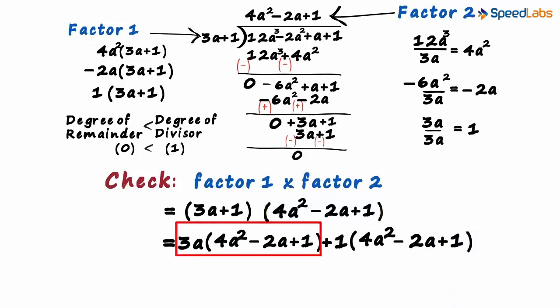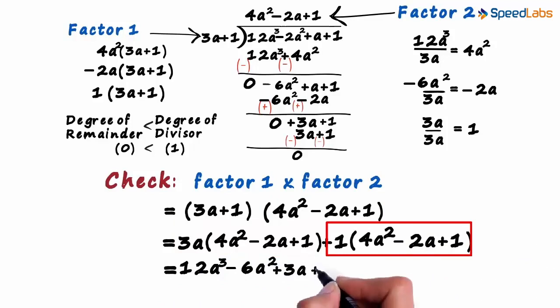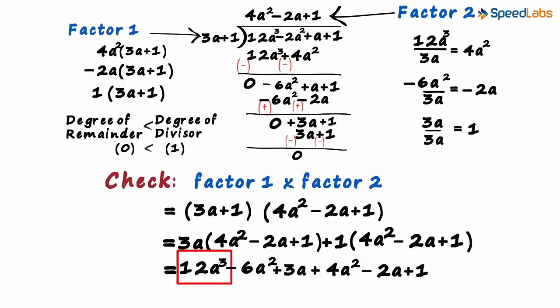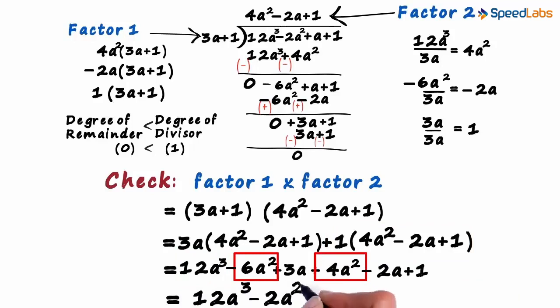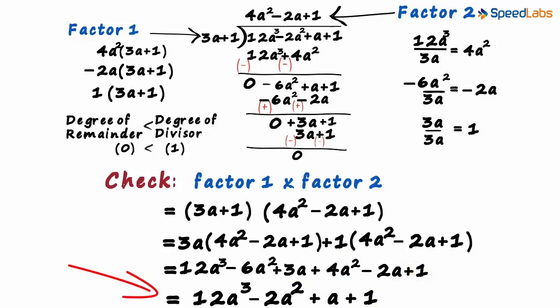Solving this part, we get 12a cubed minus 6a squared plus 3a. This product equals 4a squared minus 2a plus 1. This term has no like terms, so we write it as is. These two are like and their sum equals minus 2a squared. 3a minus 2a equals a and we write 1 as is. The polynomial we get by multiplying the two factors is the same as our original polynomial. So we can confirm that our answer is correct.